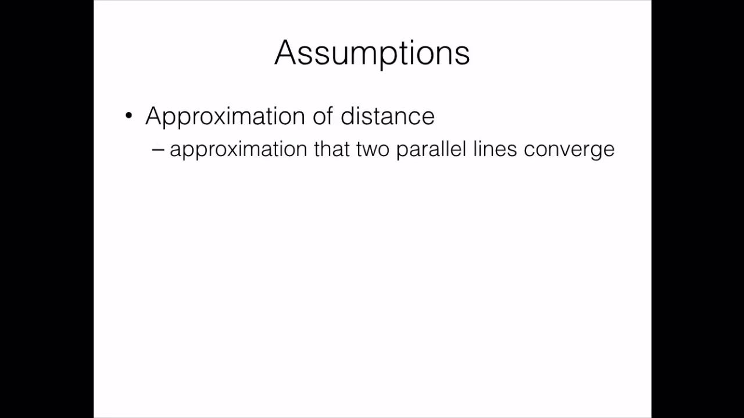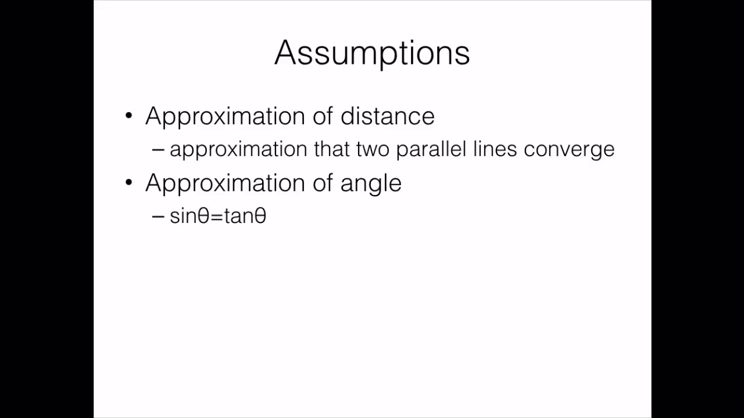Assumptions. There's an approximation of distance where you approximate that the two parallel lines converge, and there's another approximation of angle where you approximate that sine theta equals tan theta. In this diagram, you could see that d is your hypotenuse, which is the distance between S1 and S2, and your wavelength is at the bottom.